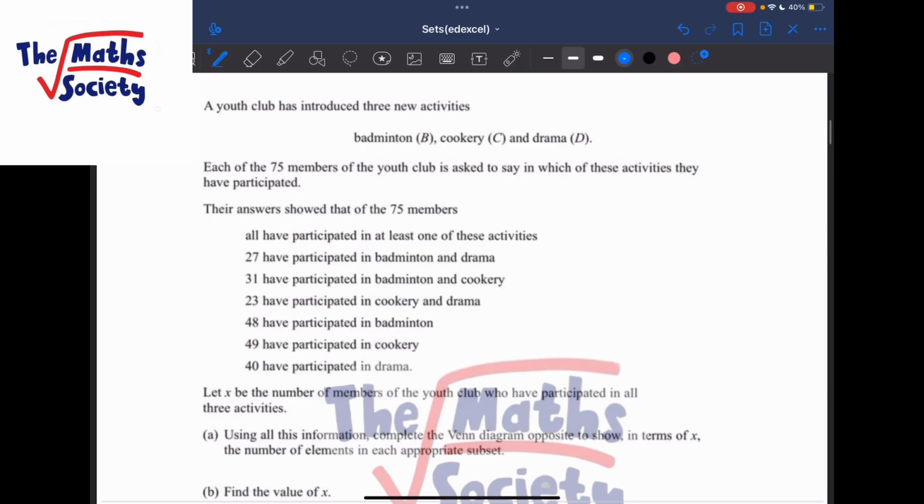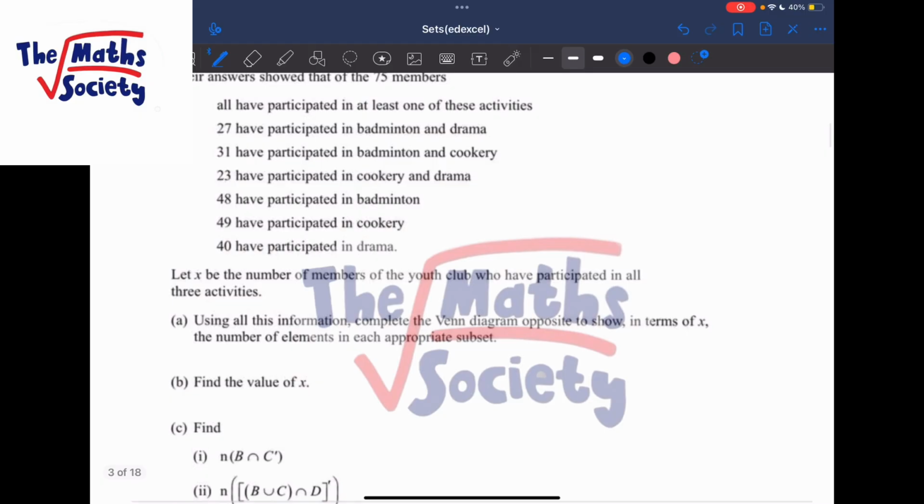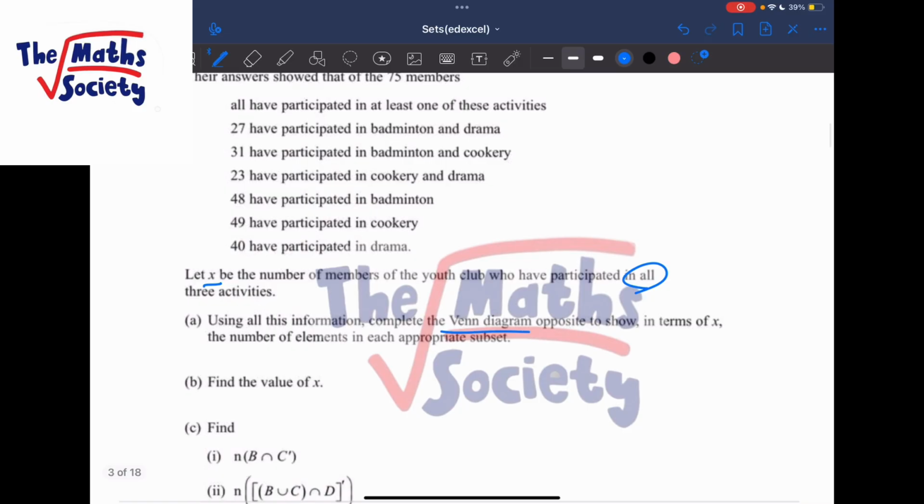And number 3, it says that a youth club has introduced 3 new activities: badminton, cookery, and drama. Each of the 75 members of the youth club is asked to say which of the following activities they have participated in. The answer shows that of the 75 members, all have participated in at least one, and they give you the numbers, and they let X be the number of members in the youth club who participated in all 3 activities. So we've got to do it in the Venn diagram.